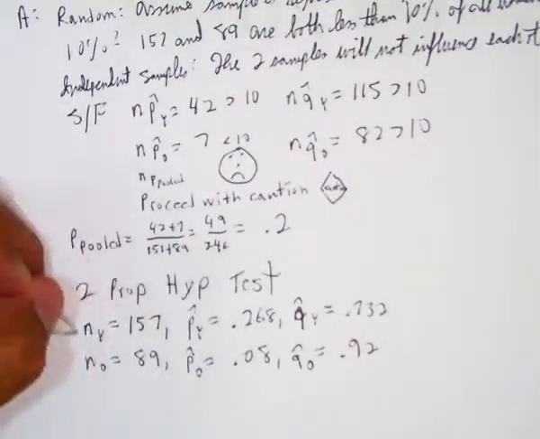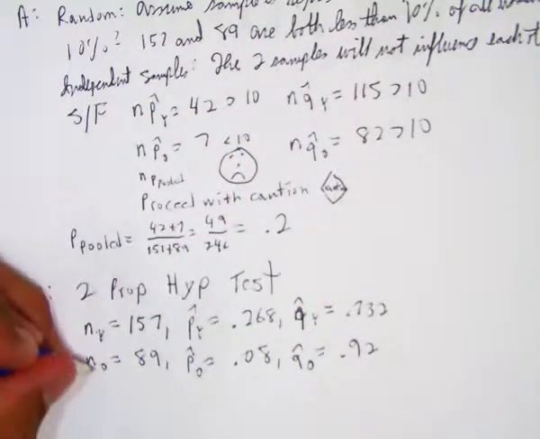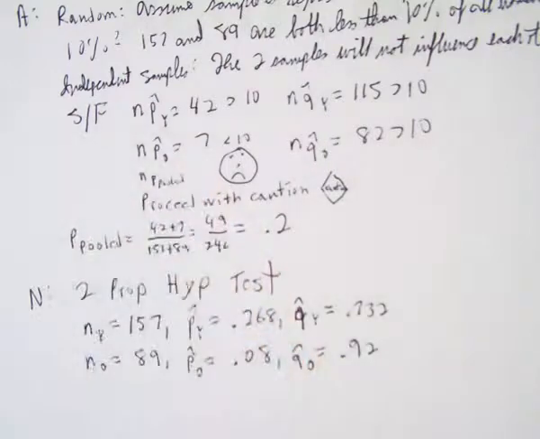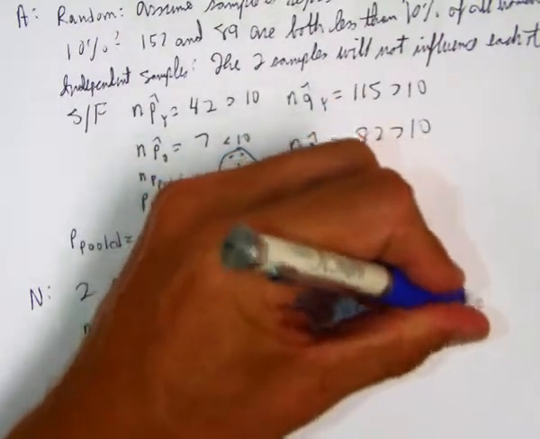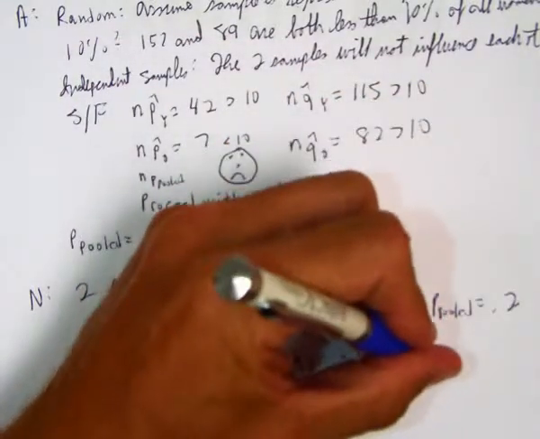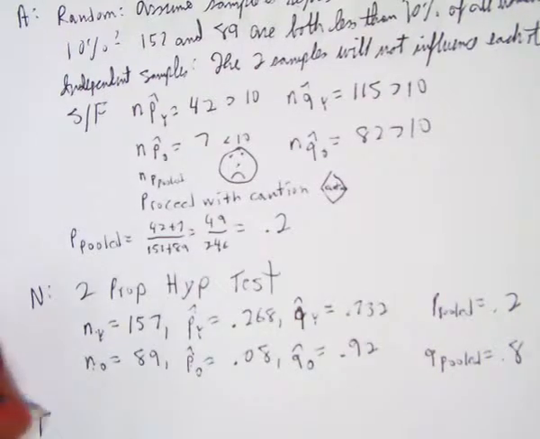Alright, so number of younger, p hat for the younger, q hat for the younger, number of older, p hat for the older, q hat for the older. We already got p pooled, we figured that out. So that's going to be 0.2, so q pooled we're going to say is 0.8. Okay, so now we've got to do the test.